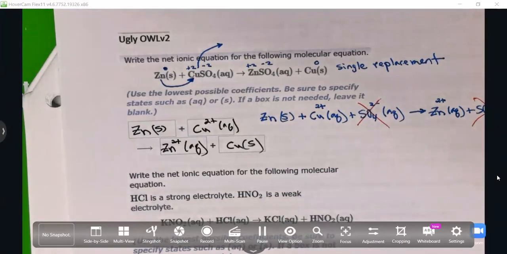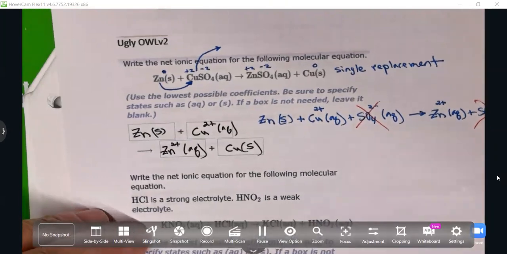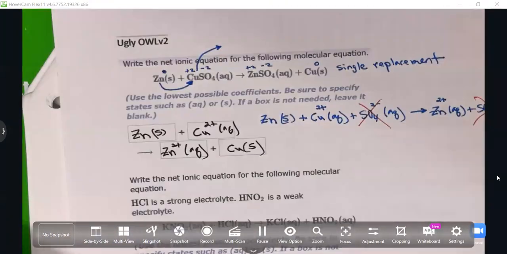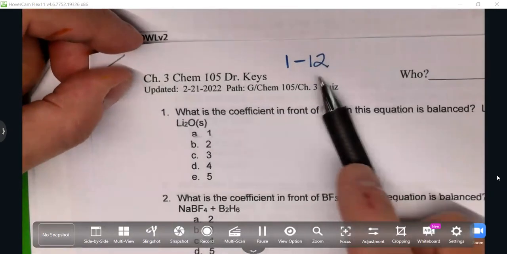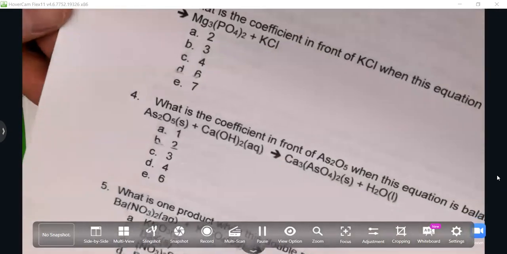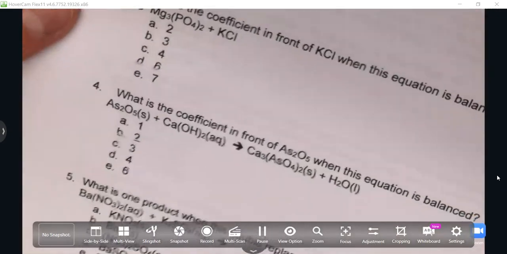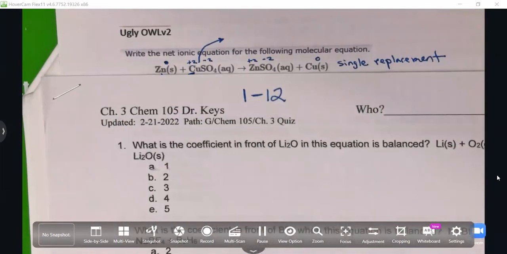The tricky ones are if you have an acid, and then you've got to figure out if it's strong or weak, which is the next example. But that should get you, remember, you can click into OWL part 2 and write out the names of acids easily. Then on this quiz, try to work on the first 12. You've got to balance some, they're going to be double replacement, they're going to be net ionic. Try to work on the first 12 and work on OWL.